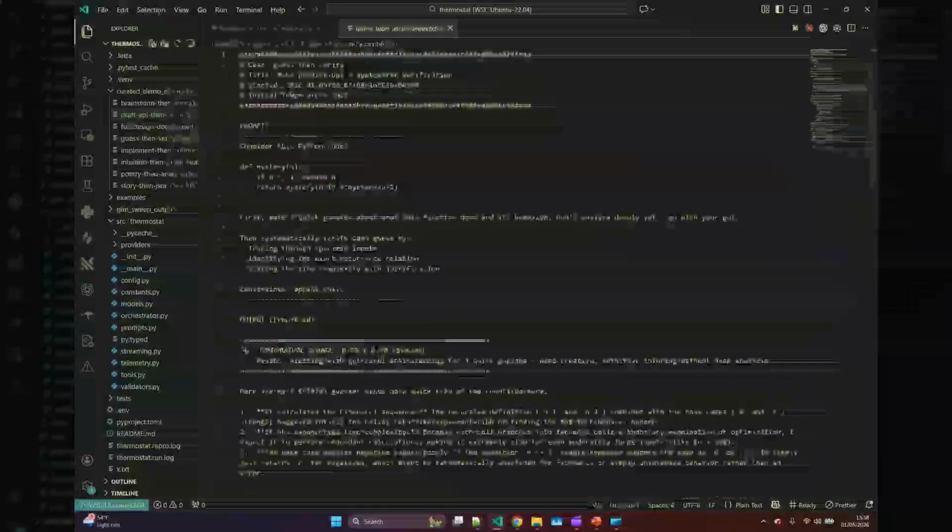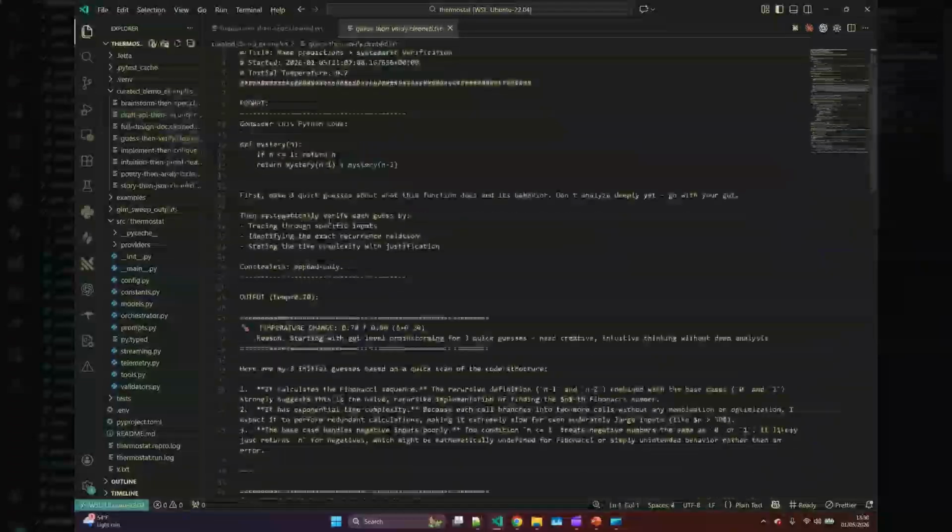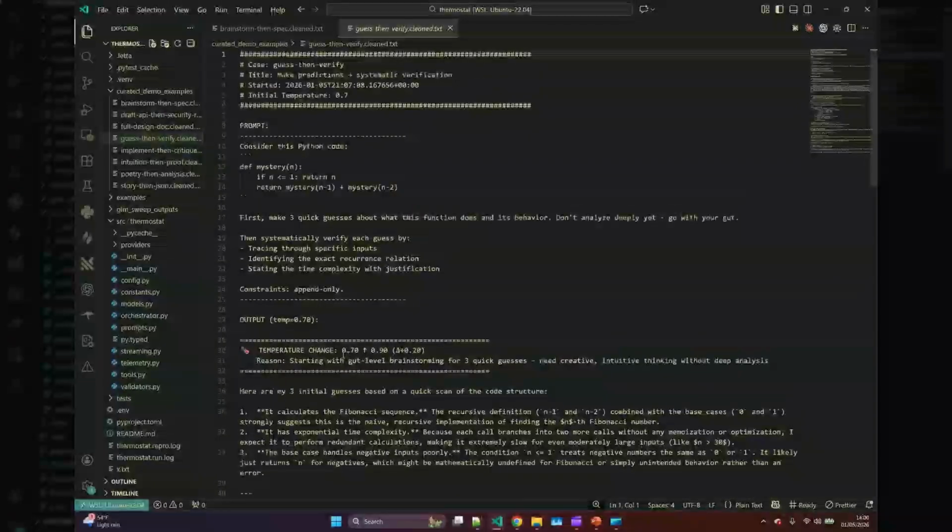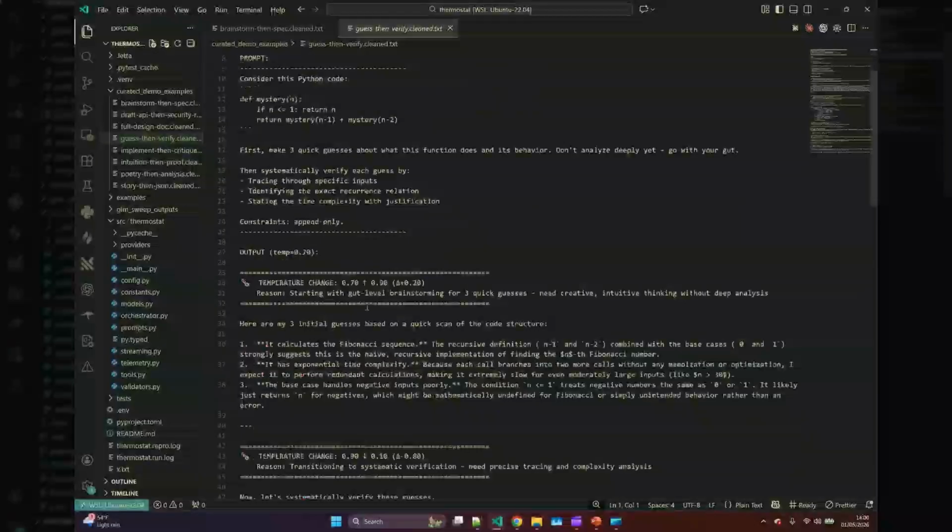For guess and verify, I gave it a mystery function. That's Python code. It's essentially just a sort of Fibonacci variation. So here we go. It actually initially wanted to go up to 0.9 right off the bat with gut level brainstorming. It was the Fibonacci sequence. It had an exponential time complexity, and the base case handles negative inputs poorly.